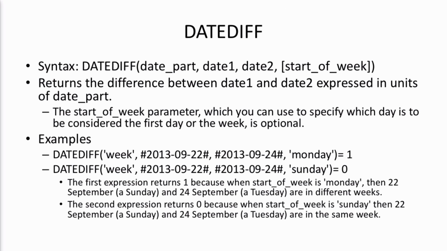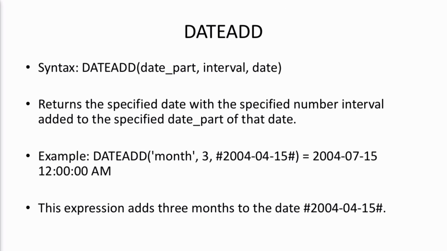But if the start of the week is Monday, and we're going from Sunday to Tuesday, the week's difference is 1. Okay? Now we're typically going to use that for some relatively narrow reasons, but this one we're going to use all the time, right? It's the same basic syntax in all these date functions. Date add, date part, the interval, which is just your number, right? And then the date, again, which we would normally put in as a field. And what's that going to do?